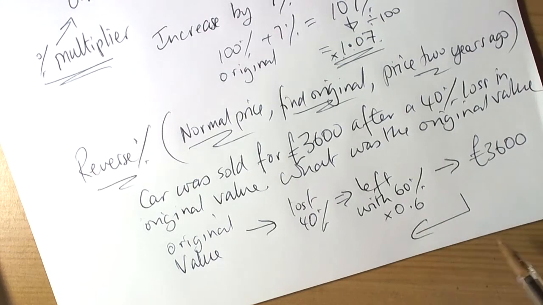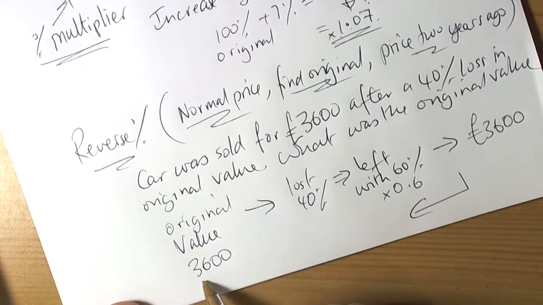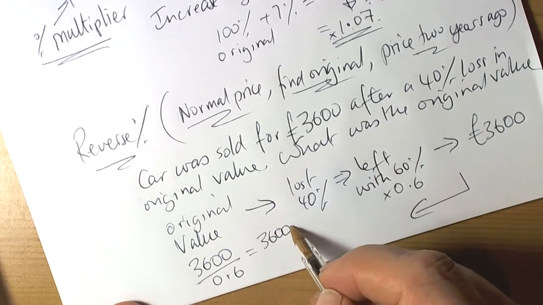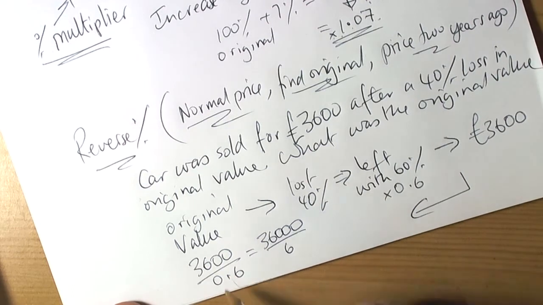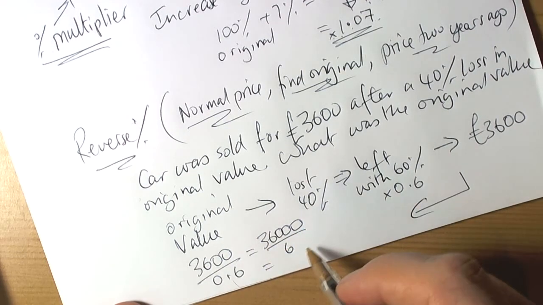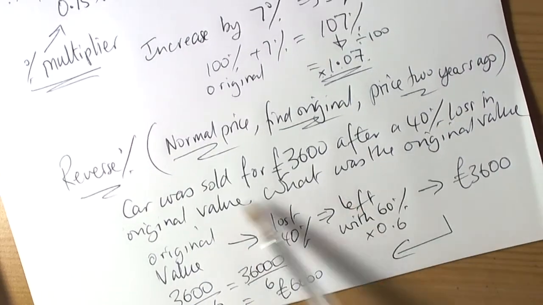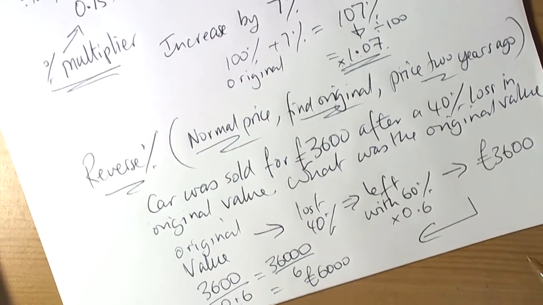So I could reverse the process to get what the original value was by doing 3,600 divided by 0.6, which is the same as doing 36,000 divided by 6, multiplying everything by 10, and 36,000 divided by 6 is £6,000. That's one way of thinking about reverse percentages.